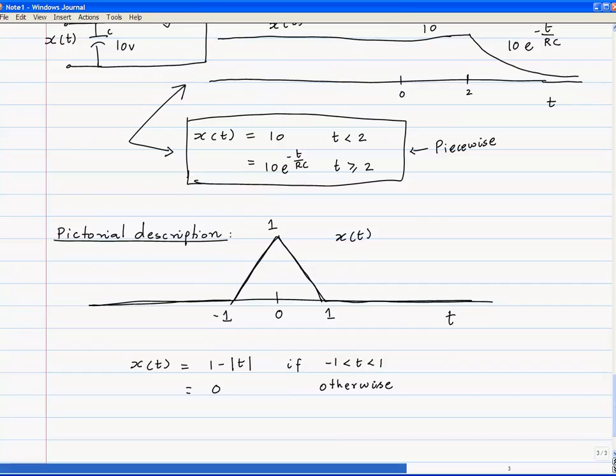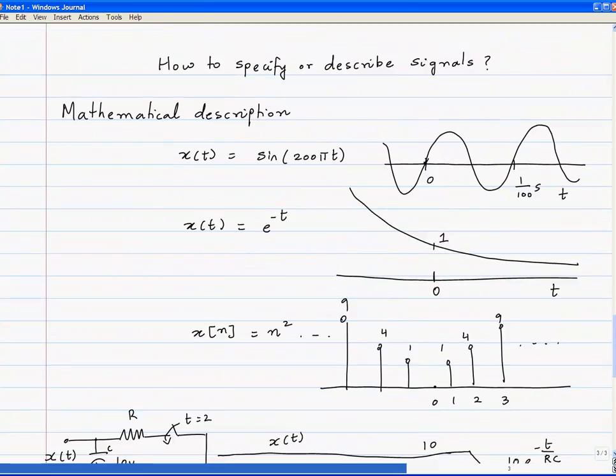Okay, so what I want you to get from this video is the following: is how to describe signals. There are mainly two ways. One is to give a mathematical description. The other is to draw this signal and sort of give the mathematical description for this over different ranges of time.